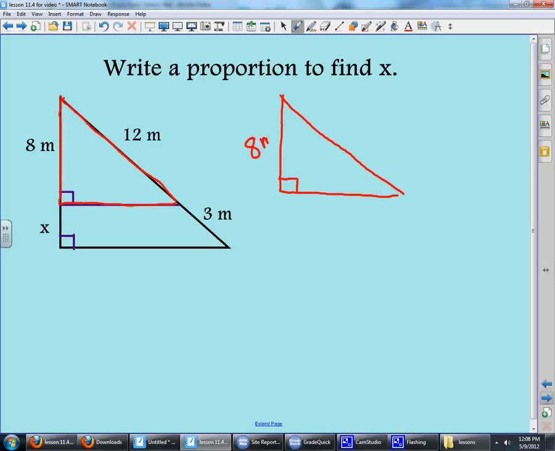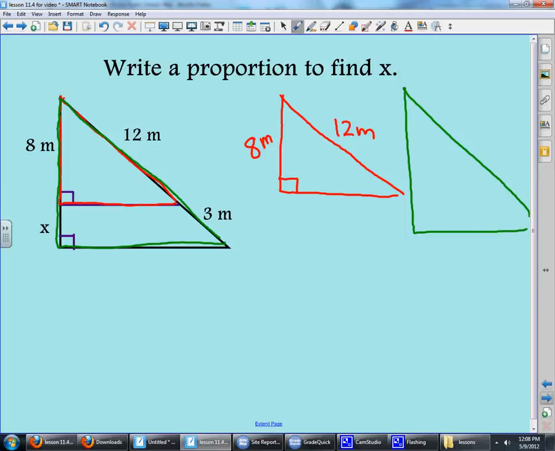This is 8 meters, and this is 12 meters. Now we also have a bigger triangle, and here's the bigger triangle that I'm going to outline in green. Now these lengths aren't very accurate, but you guys get the idea, right? I'm running out of screen here. So this side here is 12 plus 3, which is going to be 15 meters.